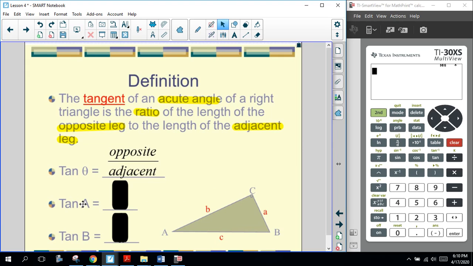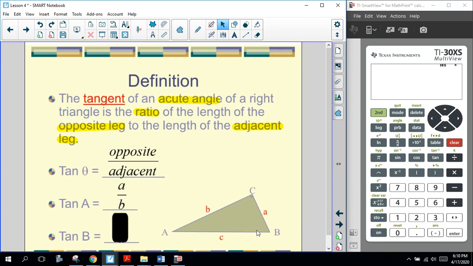If I ask you, what is the tangent of A equal to? Well, what's the tangent of this acute angle at A? Well, here's the acute angle right here. The tangent is equal to the opposite. Well, what leg is opposite of A? Well, that's this leg over here, which is the length of a. And what leg is adjacent to A? That would be this side labeled with b. Okay, why would it not be c? Because c is not a leg, it's the hypotenuse. So opposite leg a over adjacent leg b is the tangent of A.